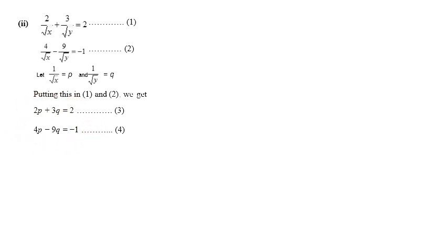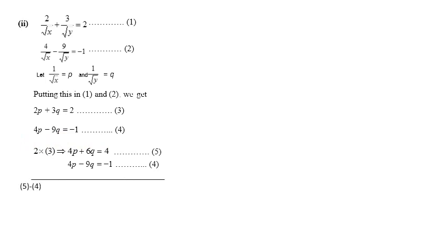Here I am going to use the equating coefficients method. This is 2p and in the fourth equation it is 4p. If I multiply by 2, 2 into 2 is 4, so these two coefficients become the same. So equation number 3 I multiplied with 2: 2 into 2 is 4p plus 2 into 3 is 6q equal to 2 into 2, that is 4. Label it as equation number 5. Equation number 4 remains the same, just copy down equation number 4. Then go for the calculation.